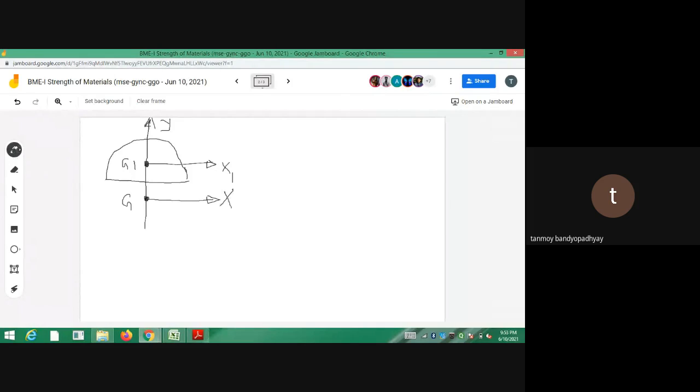Since X1 Y1 and X0 Y0, the Y axes are coincident, that is why I have put only Y. The X axes are different for the two figures, but the Y axis is the same. Now if I need to calculate IX0, which I am calling IG for element 1, what is the contribution to the moment of inertia resulting from element 1? IX0, I know IX1. IX1 is IG1 plus A1 into D1 square.